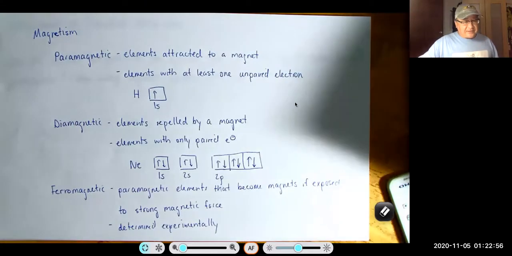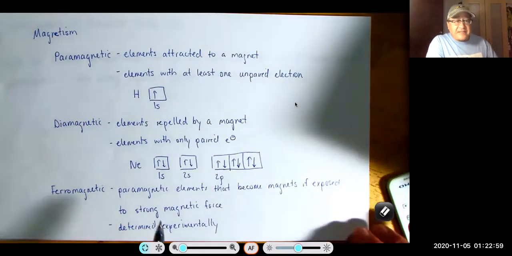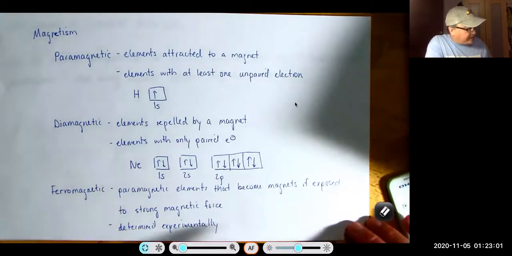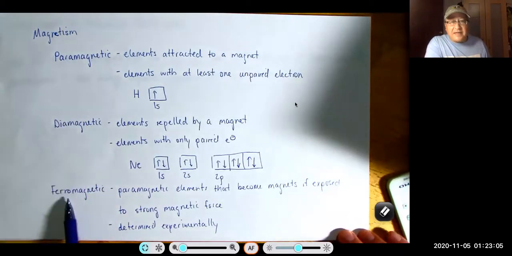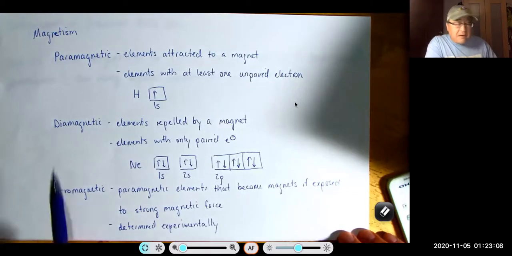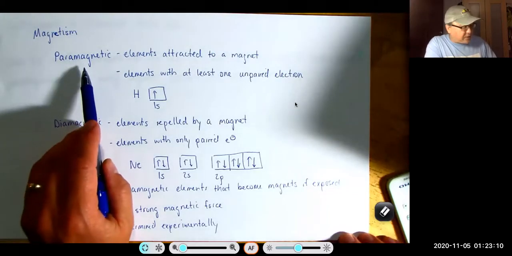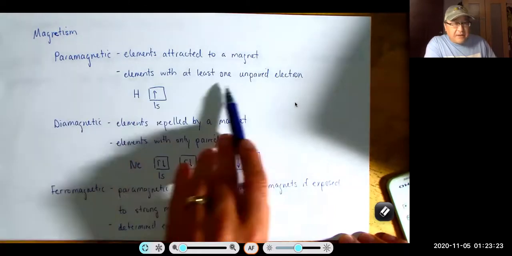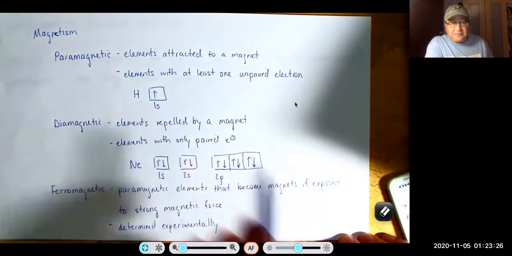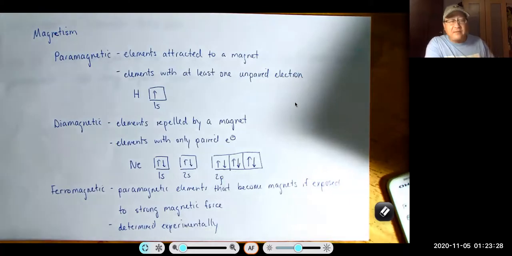The other concept in this section is magnetism. So we have 3 types of magnetism: paramagnetic, diamagnetic, and ferromagnetic. A paramagnetic element is an element that is attracted to a magnet. And more often than not, it's slightly attracted to the magnet. So you need sensitive equipment to see that the attraction is there. These are elements that have 1 unpaired electron in an orbital. Just at least 1. It can have many, but at least 1.